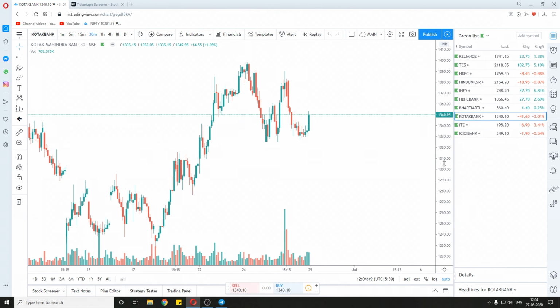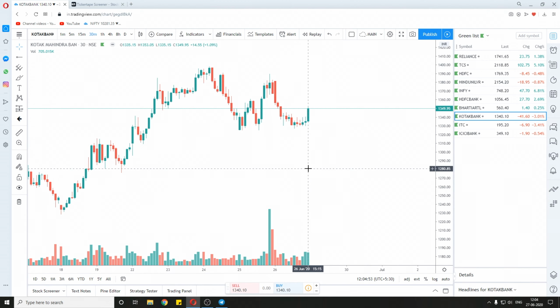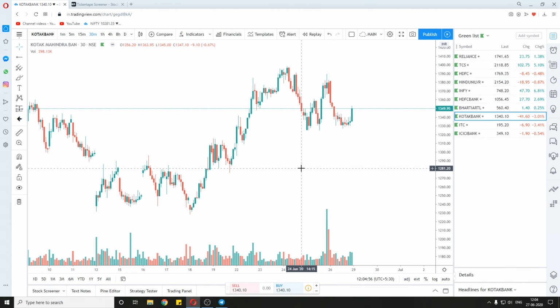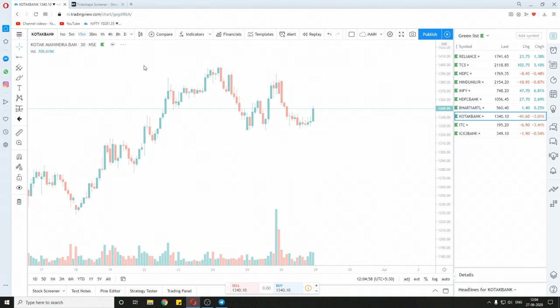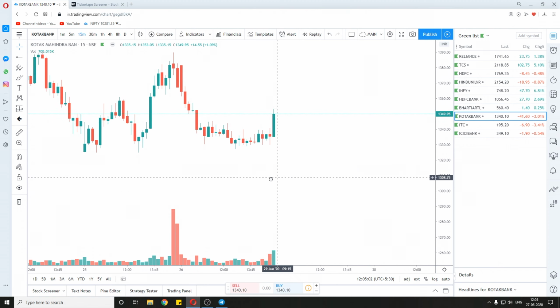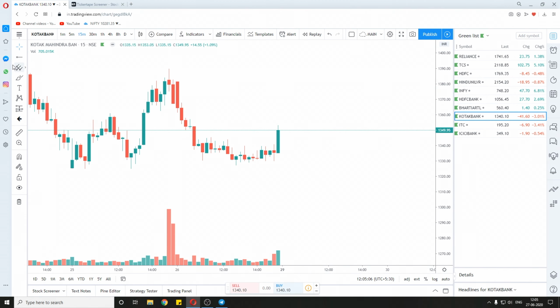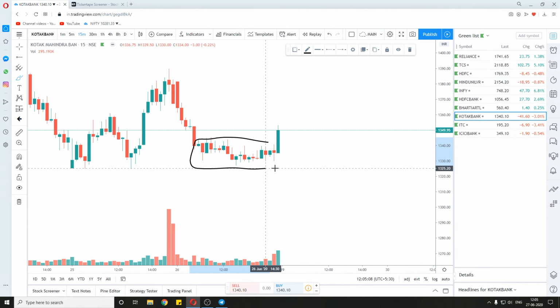Then we try to find some accumulations or something like that. And as per I can see, there is nothing great. But if we move on to 15-minute time frame, we might be able to see the accumulation here. I do not recommend going below 15-minute. So we can see this accumulation right here.